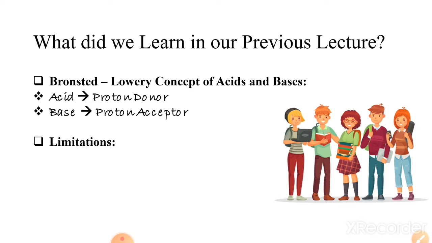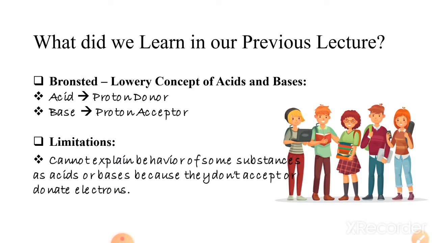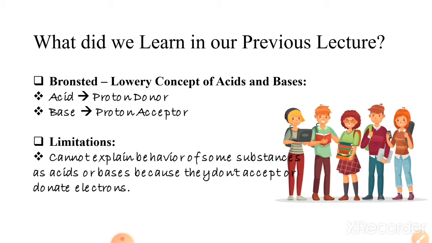However, there were some limitations in this concept, and that limitation was that it cannot explain the behavior of some substances as acids or bases because they don't accept or donate protons. For example, sulfur dioxide, carbon dioxide, and boron trifluoride, these substances do not accept or donate proton, so therefore we cannot identify them as an acid or as a base.